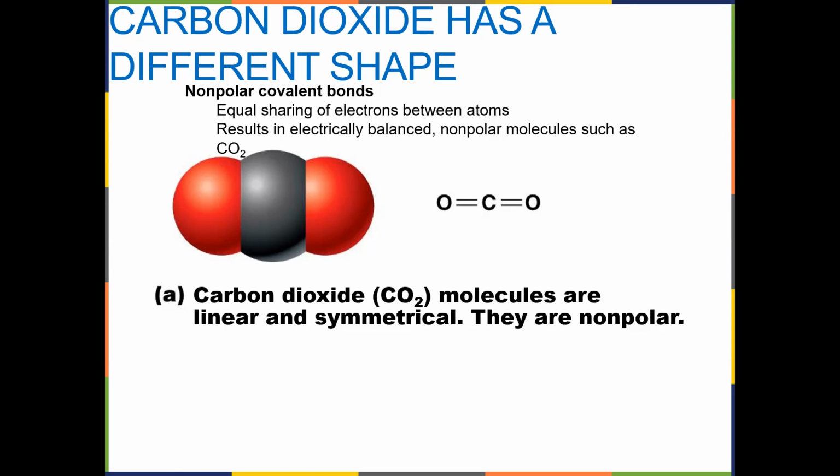Now, different molecules have different shapes based on how the atoms are held together. This is what's known as a nonpolar covalent bond. It is balanced. The carbon dioxide is pretty unusual in that it's one of the few straight line molecules. It has an oxygen held to a carbon held to another oxygen. Carbon dioxide is usually unreactive. It doesn't combine with anything else.